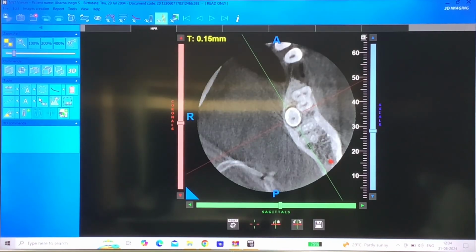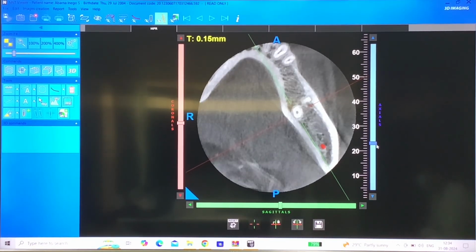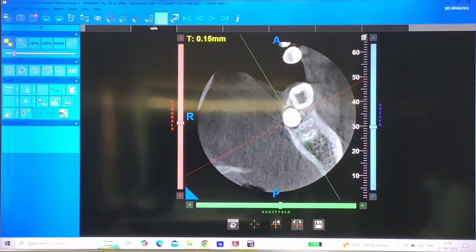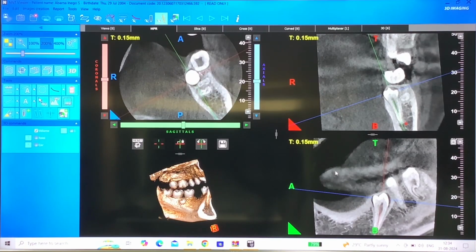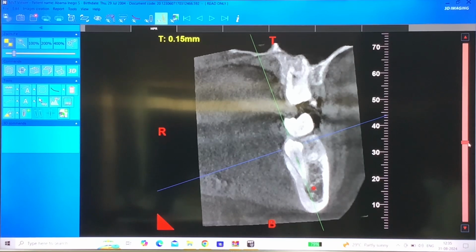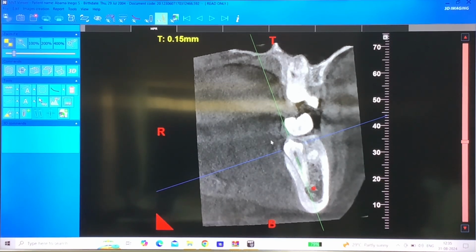We would see, moving from the superior aspect going inferiorly, the root of the impacted tooth. This is the crown of the impacted tooth. The crown is in close contact with the crown of the molar. That is one important thing which we have to consider. And you can see the inferior alveolar canal. The root apex is not in contact with the inferior alveolar canal. It is just close to the inferior alveolar canal. So there is no possible risk of nerve damage.